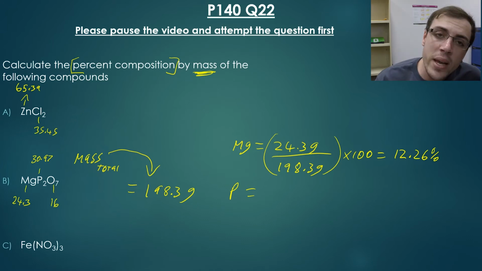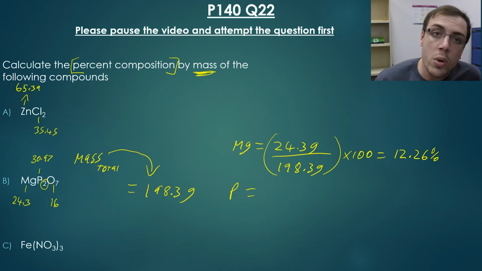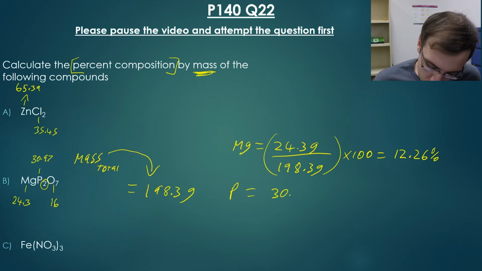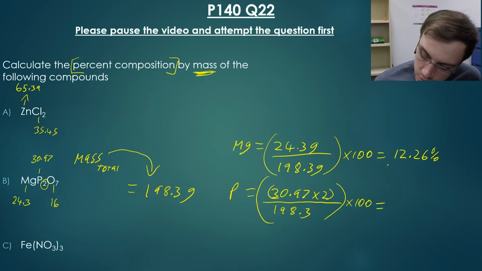Now with phosphorus, again, we look at the mass of phosphorus, which is 30.97. However, be very careful of this, because this is a student trap a lot of the time: there's this 2 down here, which we must again take into account. So it's going to be 30.97 times 2 divided by 198.3, times 100.